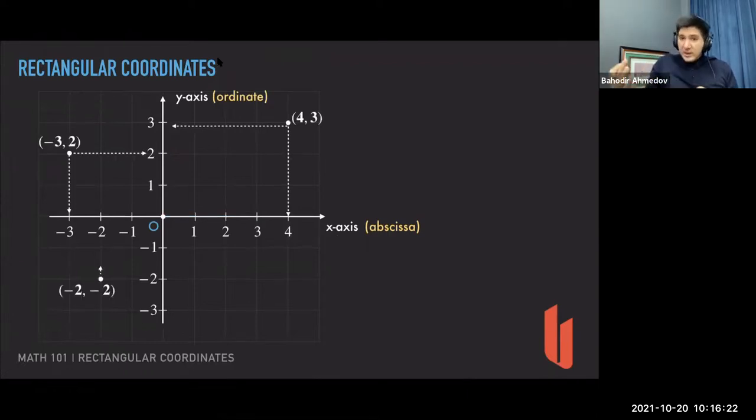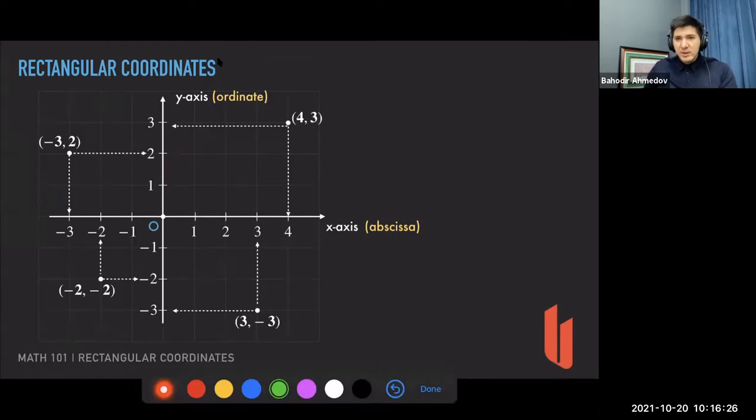Okay, so for example, let's do some examples. This point 4 and 3 means that I went 4 units to the right and 3 units up. Or -3 and 2 means that I went 3 units to the left because the x coordinate is negative, and 2 units up. Then I've got -2 and -2, 3 and -3, and so on. And it is really difficult for me to describe the position of those points on those rectangular coordinates.